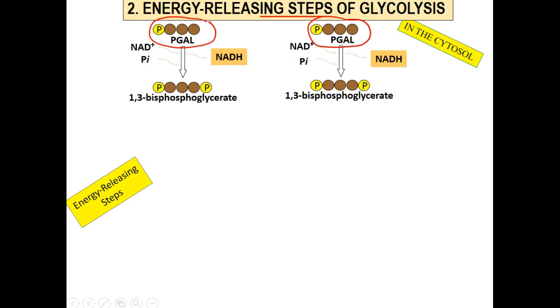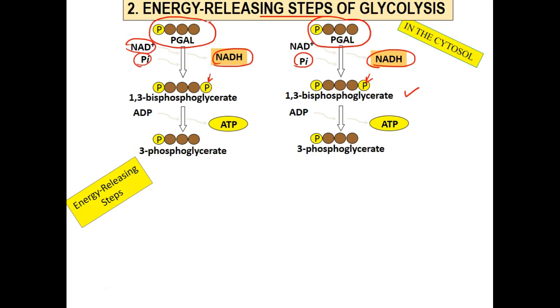First of all, pGal, phosphoglyceraldehyde, is converted to 1,3-bisphosphoglycerate. A phosphate is added on to the opposite end of the pGal molecule, and electrons are released and added to NAD to form two molecules of NADH. But then one of those phosphates comes off and 3-phosphoglycerate is produced with the release of 2 ATP.